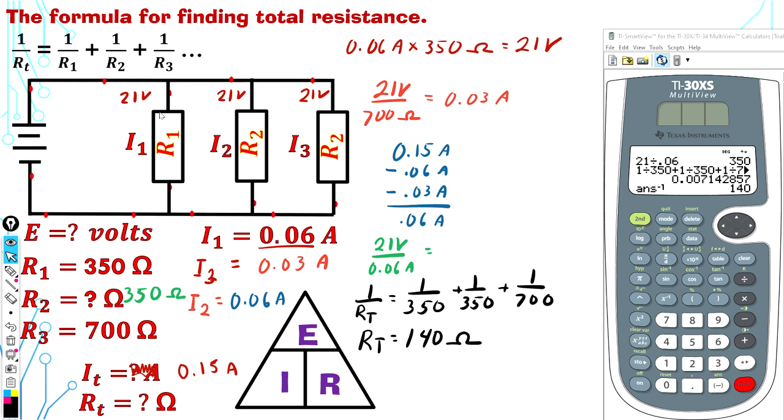Okay, so we've got our current flowing through each of these. Our total resistance is smaller than our smallest. And the more branches we have, the lower this is going to go. If we added the 400 ohm resistor over here, it's going to get smaller because we've got more lines for them to go through.